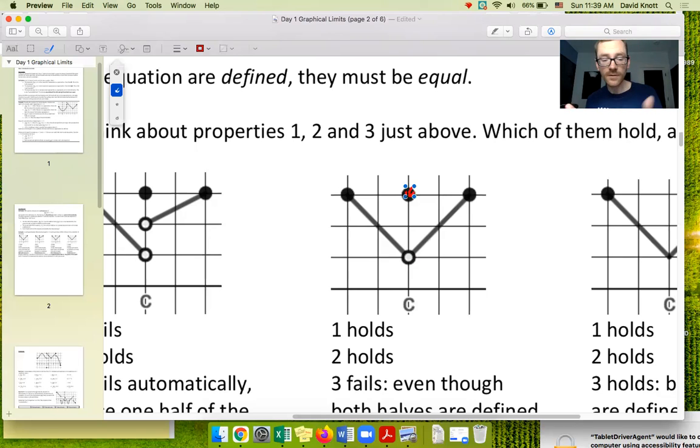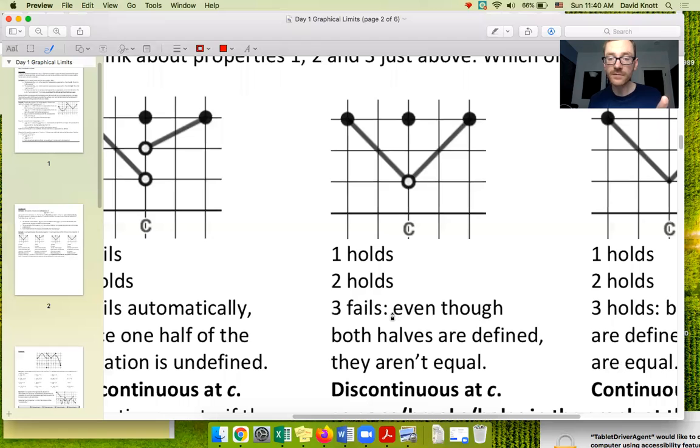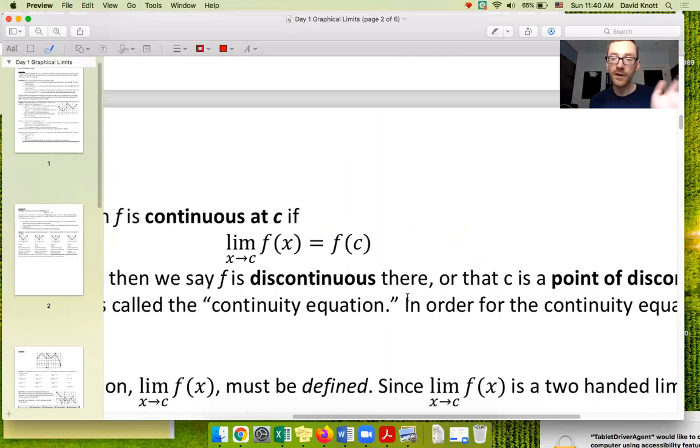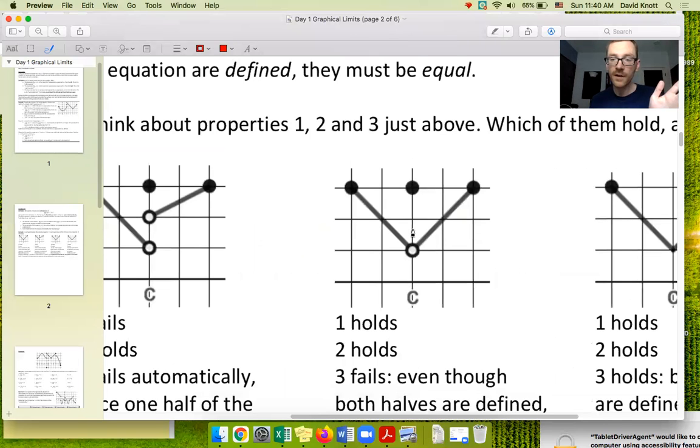And so they're different. So both the two-handed limit and the value of the function exist, but they're not equal to each other, right? The two-handed limit is whatever this guy is, but the value of the function at C is whatever this guy is. They're not the same. So 3 fails, okay? Even though both halves of this equation are defined, they're not equal to each other, so this guy fails.